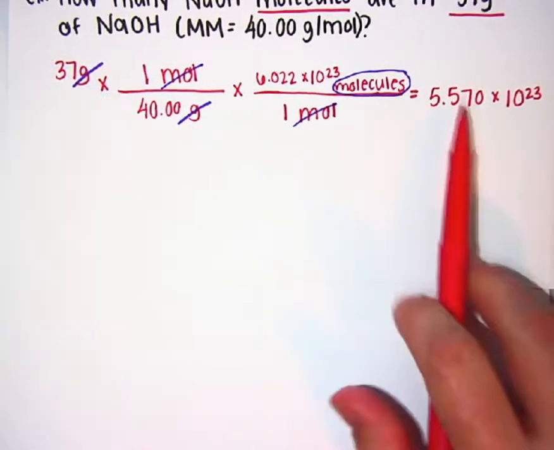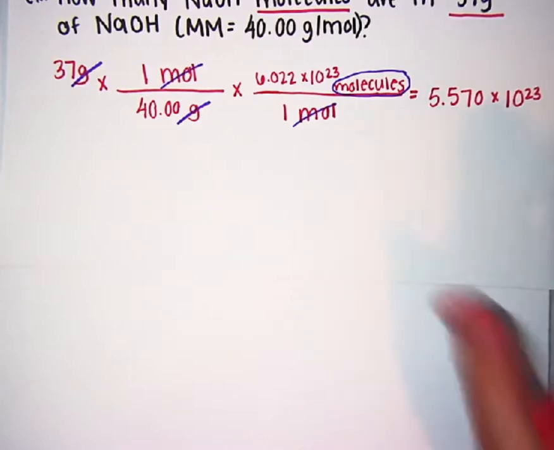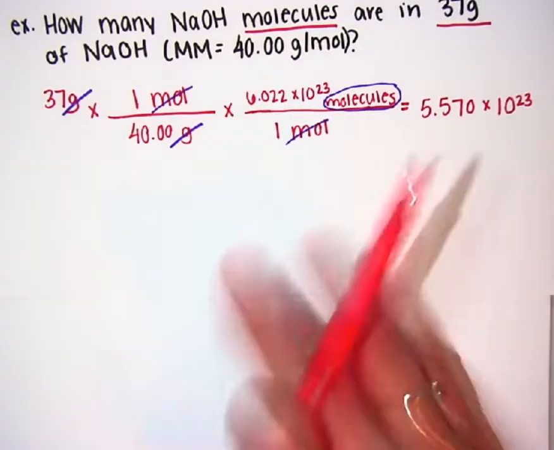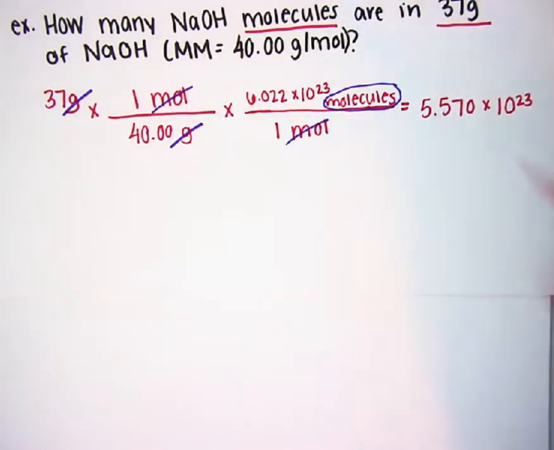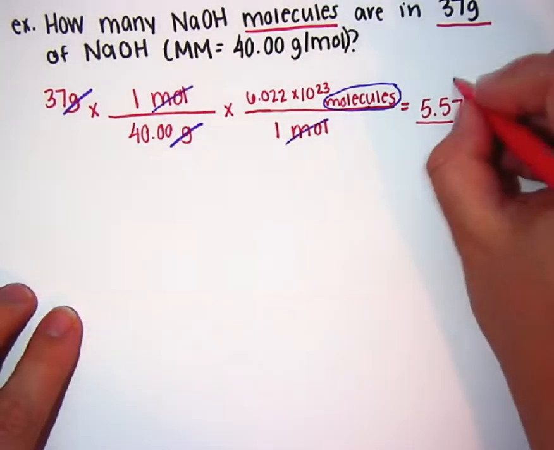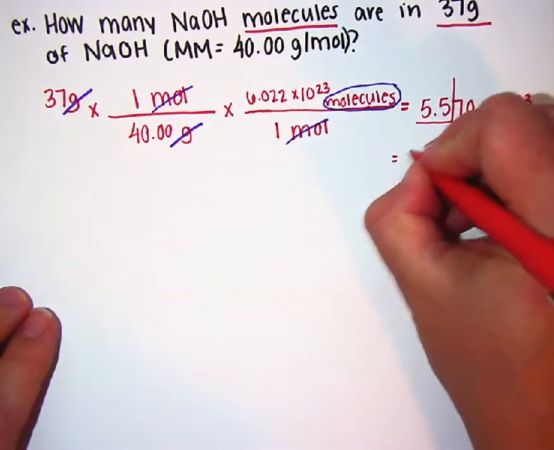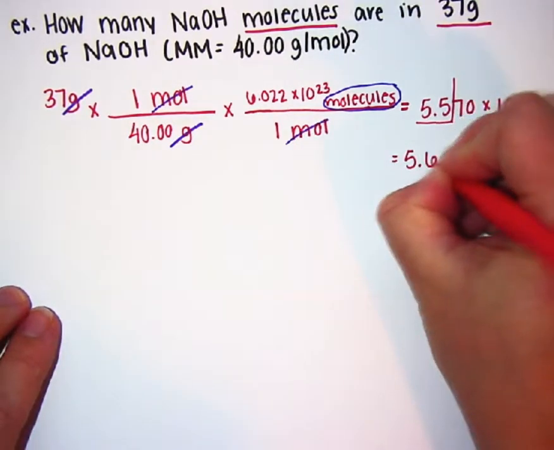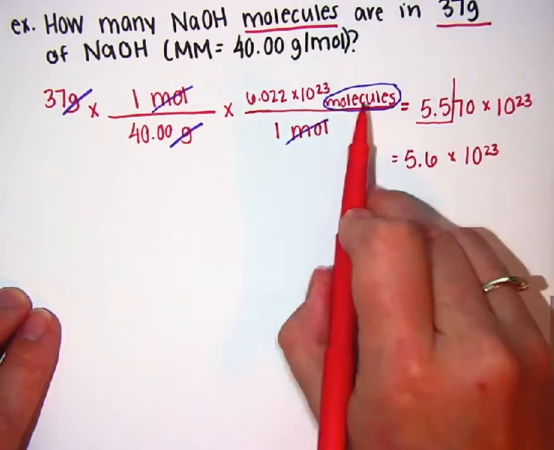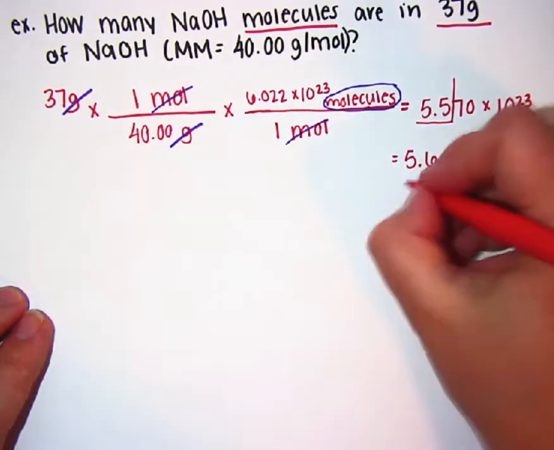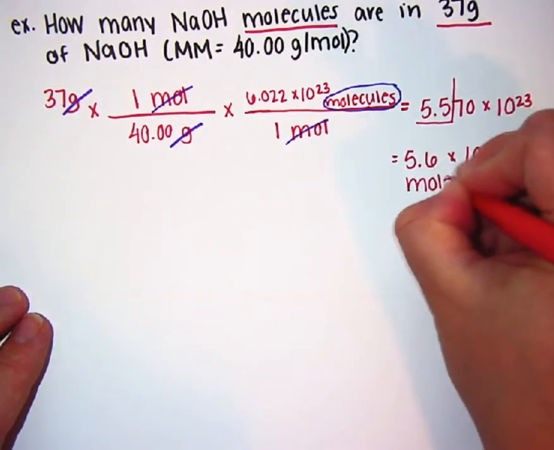Doesn't matter how many decimal places you write initially because we're always going to round it to the correct number of significant figures. The given has 2 sig figs. My answer has 2 sig figs. I'm going to round this to 5.6 times 10 to the 23rd and bring down my units. Molecules.